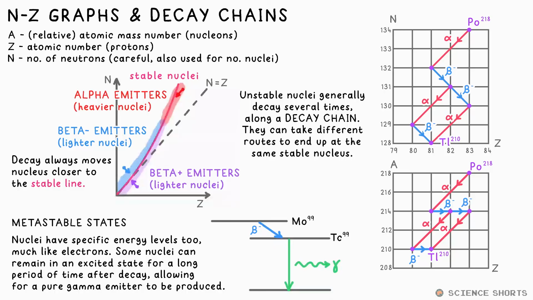The example we use is usually molybdenum-99. This decays via beta minus, leaving technetium-99 in a metastable state. This is then filtered from the undecayed molybdenum to be used as a pure gamma emitter for uses such as medical tracers or radiotherapy.